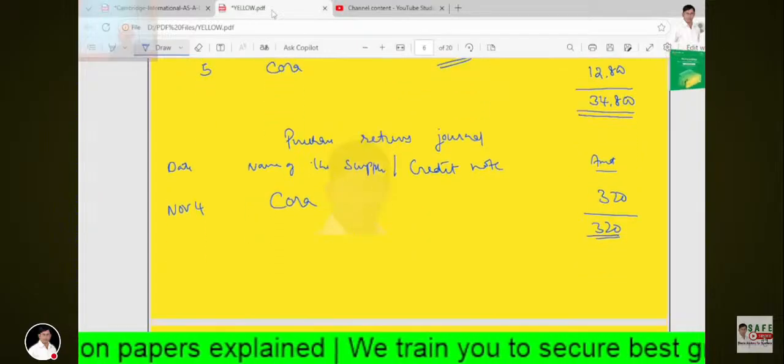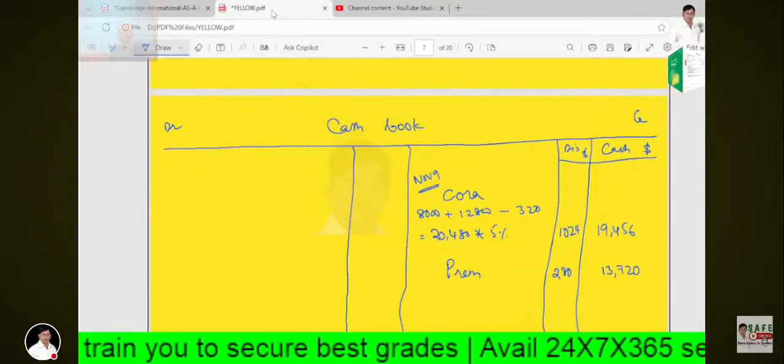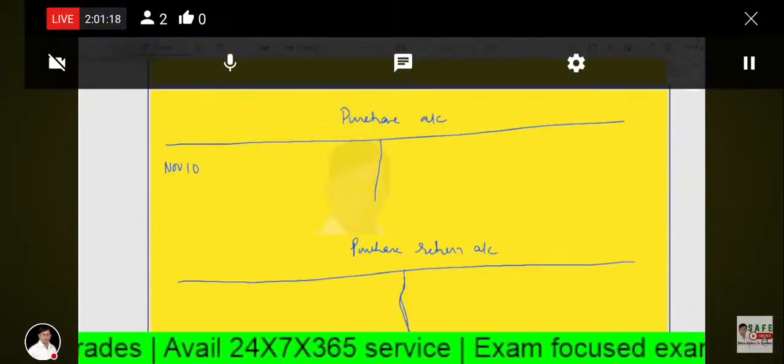From the accounting equation point of view, assets normally have debit balances, liabilities and capital normally have credit balances.